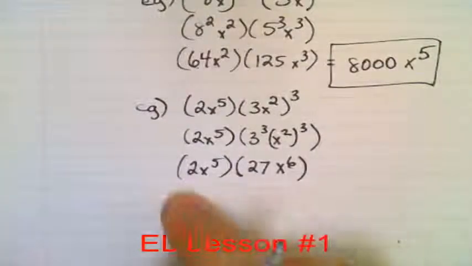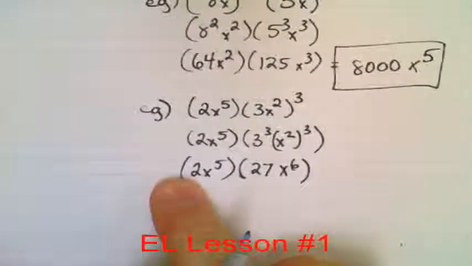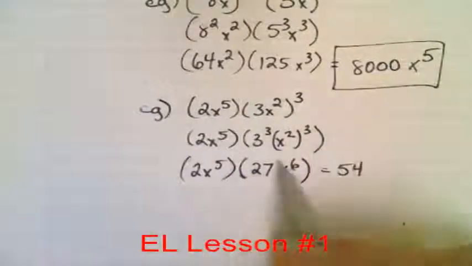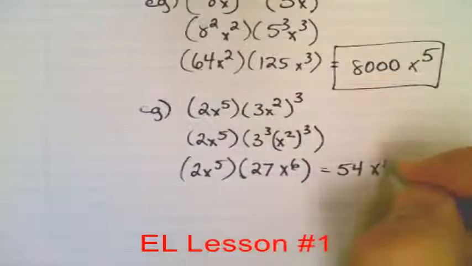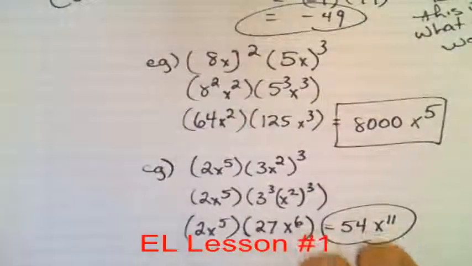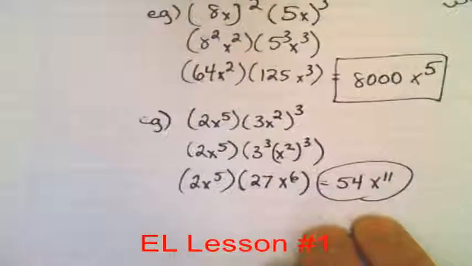X squared cubed is going to be x to the 6. And then from there, now everything's cleaned up. Now I can multiply these pieces together. Now keep in mind the coefficients you just multiply. 2 times 27, that's 54. X to the fifth times x squared, keep the base the same, add the exponents. 54 x to the 11th, and that much is done. That's the fourth exponent law. Okay?